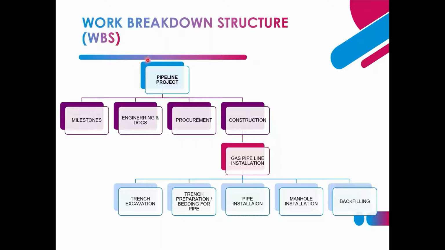Let's see how to create this sample WBS project in Primavera P6. This is the pipeline project. In the pipeline project, at WBS level 1, we are going to create the milestones, engineering and documents, procurement, and construction. Under construction, we are going to create another WBS element, gas pipeline installation. Under the gas pipeline installation, again we are going to create a branch of WBS: trench excavation, trench preparation or bedding for the pipe, then pipe installation, manhole installation, and backfilling.